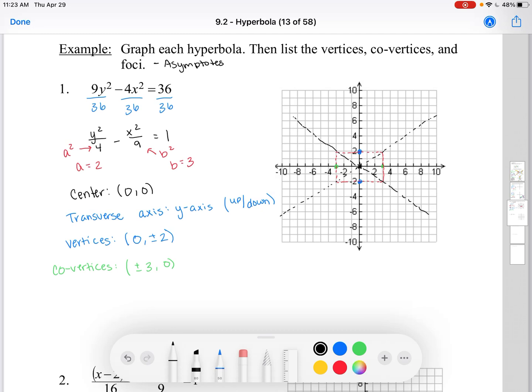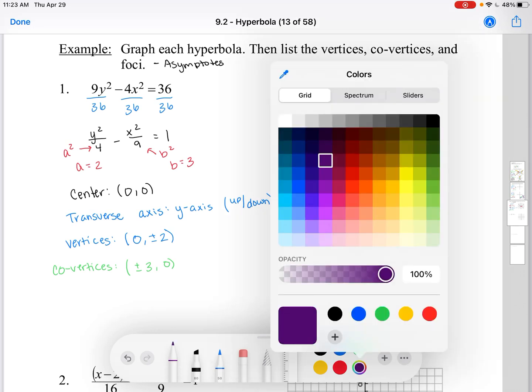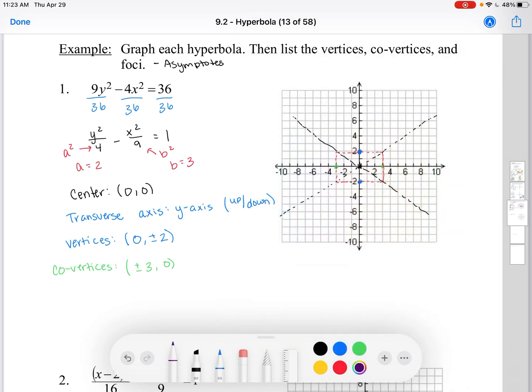And now that we have this information, I can go in knowing that my graph is paired with y, my transverse axis tells me my graphs need to go up and down. That tells me that I'm going to come in, touch my vertex, and go back out. I'm following the lines of my asymptotes. I took care of the one going up, so now I'm going to do the one going down, come in, touch the vertex, go back out.